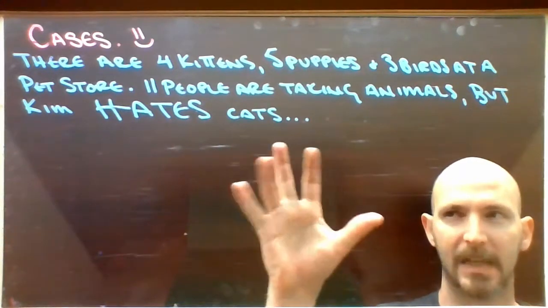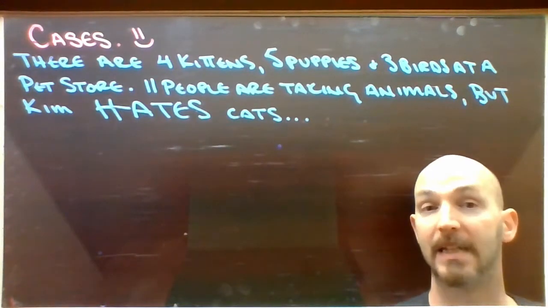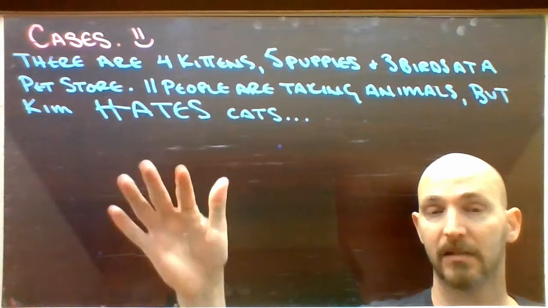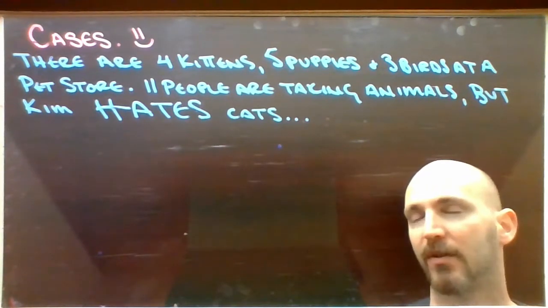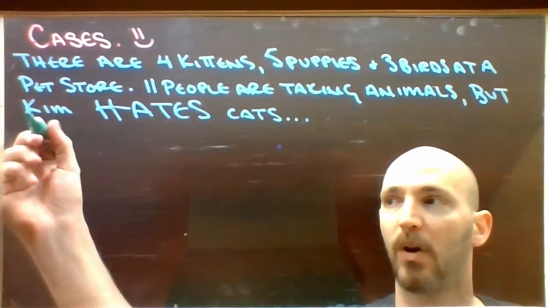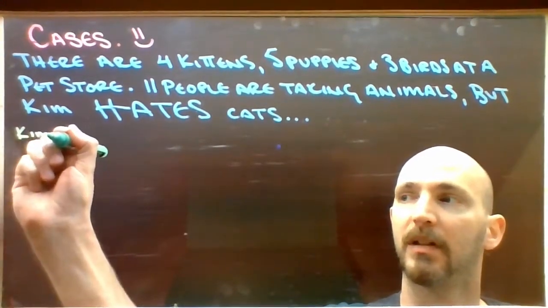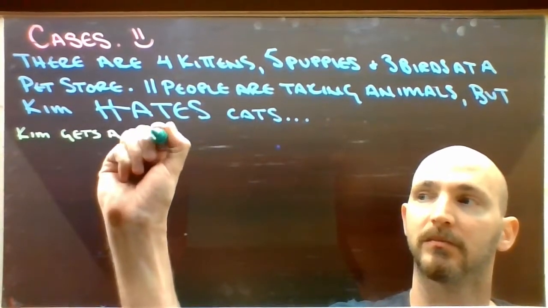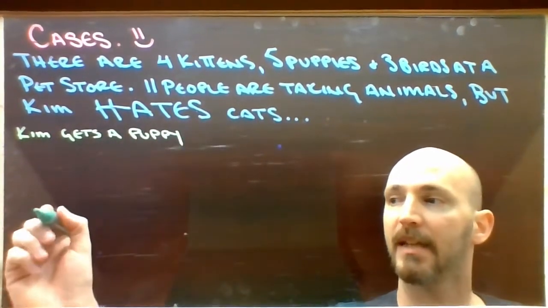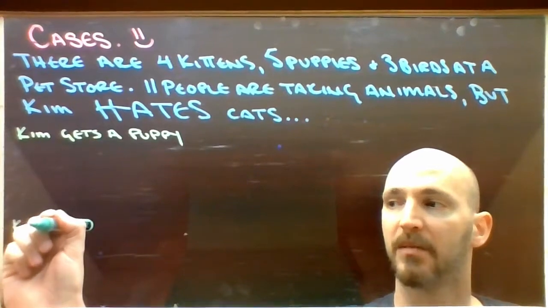So this is an example of a question where the condition that was applied is what generates the cases. So those are easier to set up. Case number 1 would be Kim gets a puppy. And case number 2 would be Kim gets a bird.